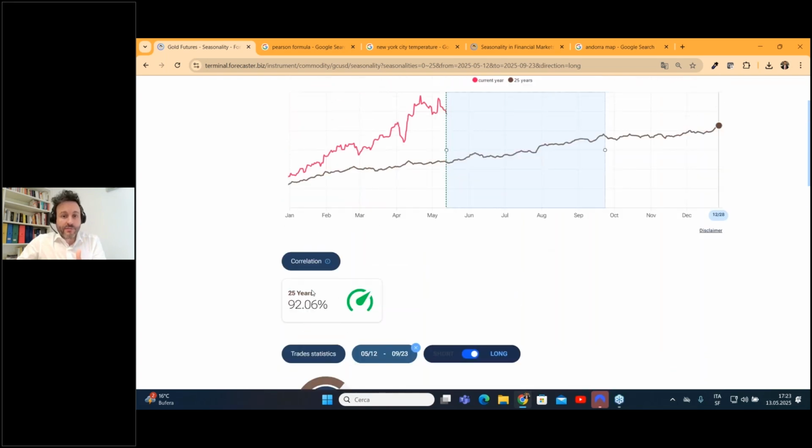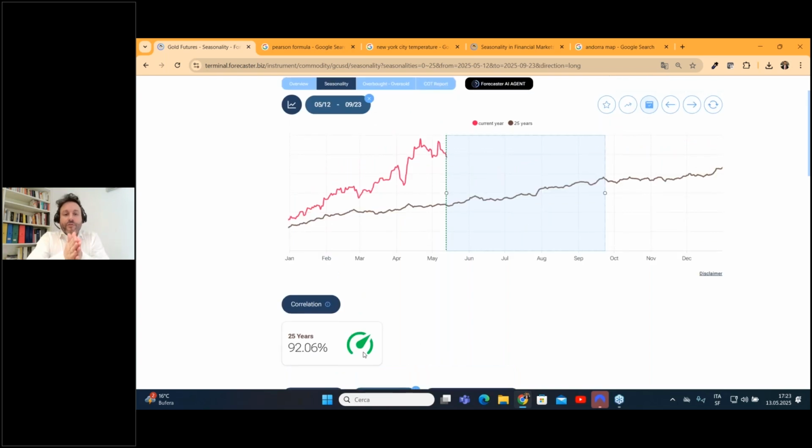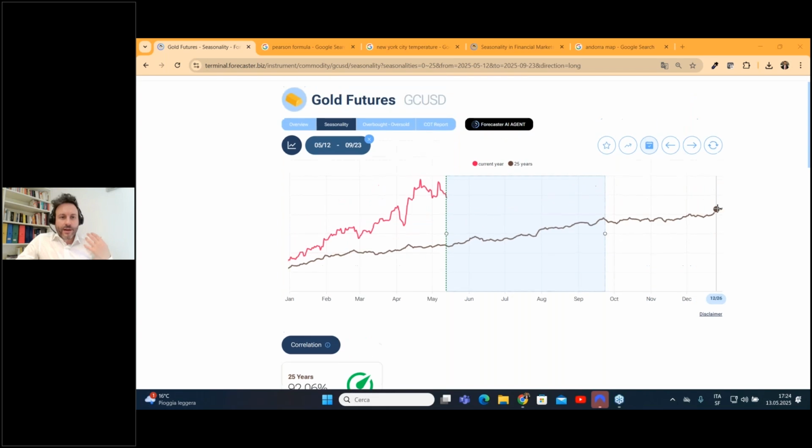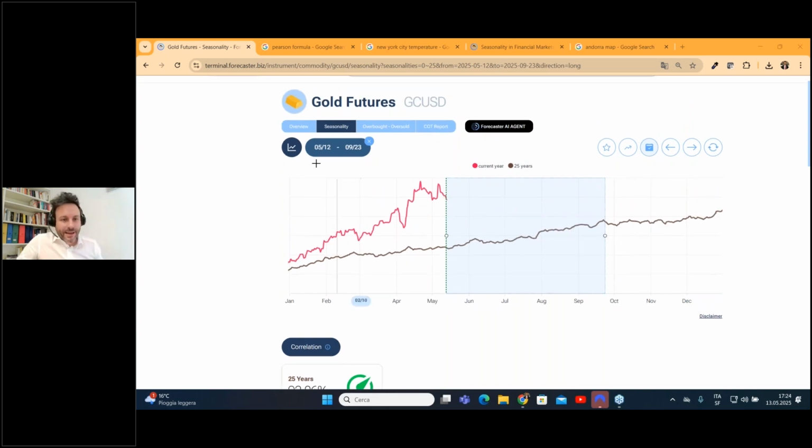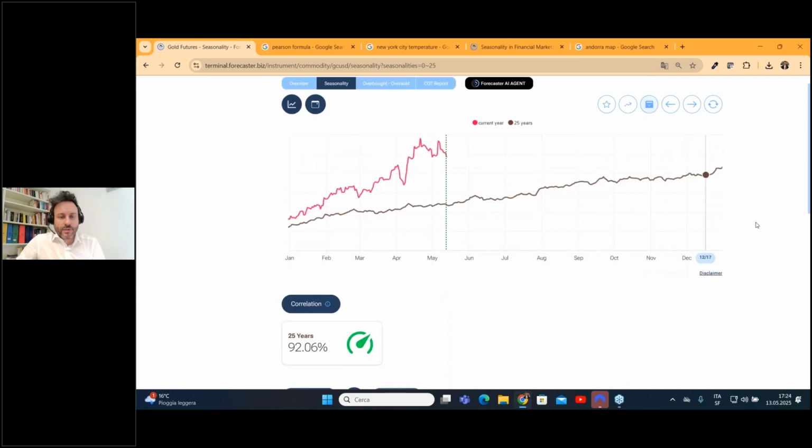Here we also have the correlation, so we also know that out of 100 days, 92 days are moving exactly like they did in the last 25 years on average. So this is exactly what we can expect from gold in the next month. So as I told you, you can use the forecaster terminal in many ways, but actually this is a very nice method to use it, okay?